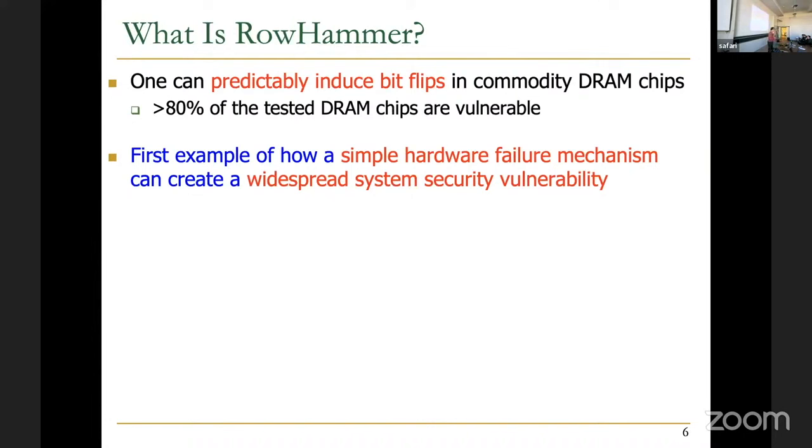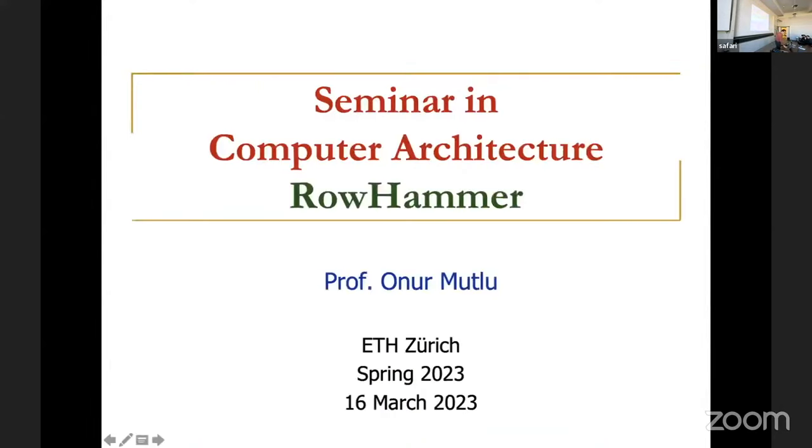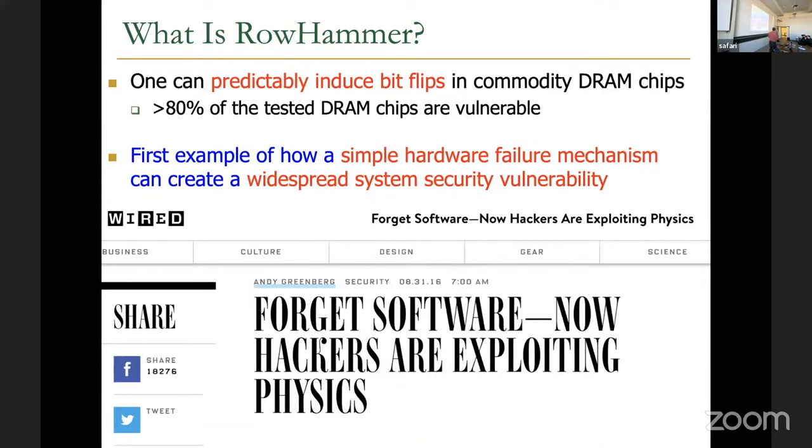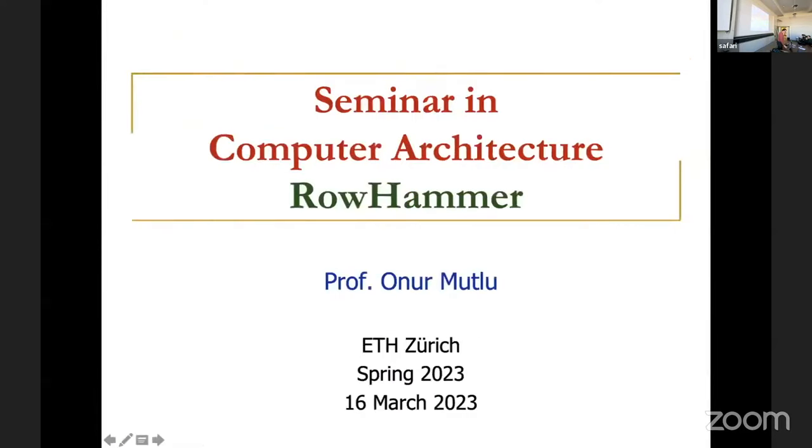And it's really a reliability problem, but it manifests itself as a security vulnerability because somebody can take advantage of it to take over the system, get some private data out of it. We will see different types of attacks basically. And as a result, people in popular media are writing articles that look like this. Forget software, now hackers are exploiting physics. And this is a good high level description of RowHammer, in my opinion.